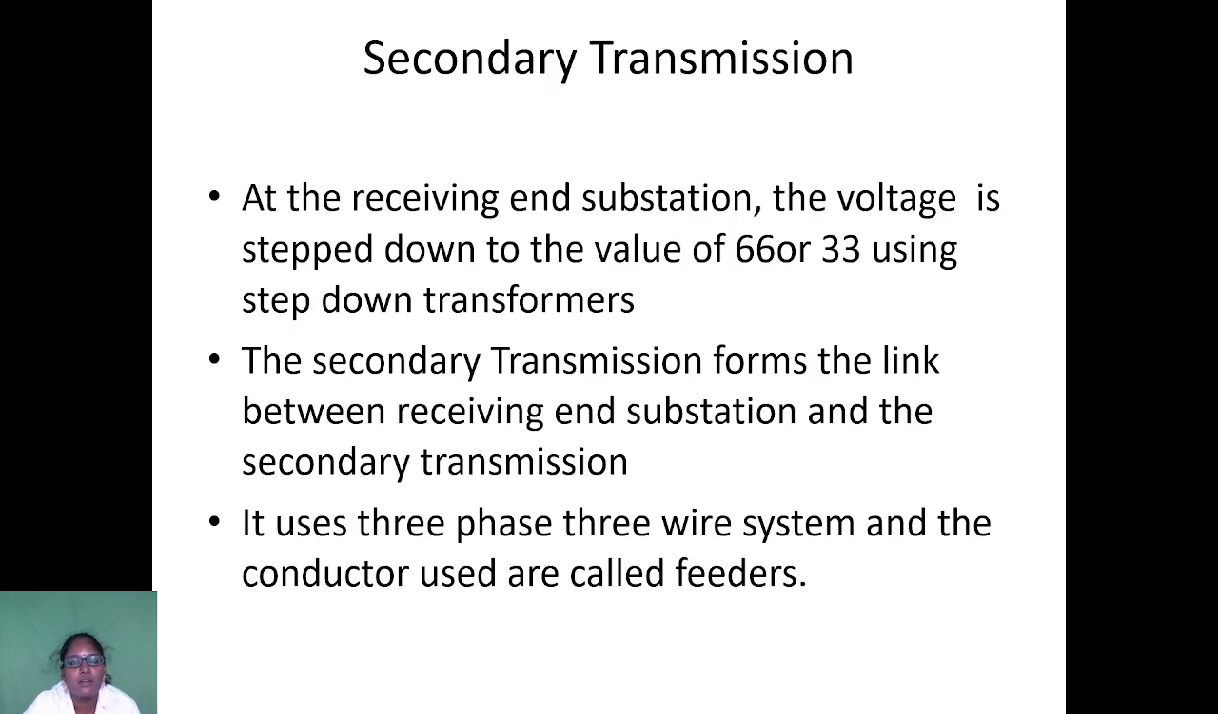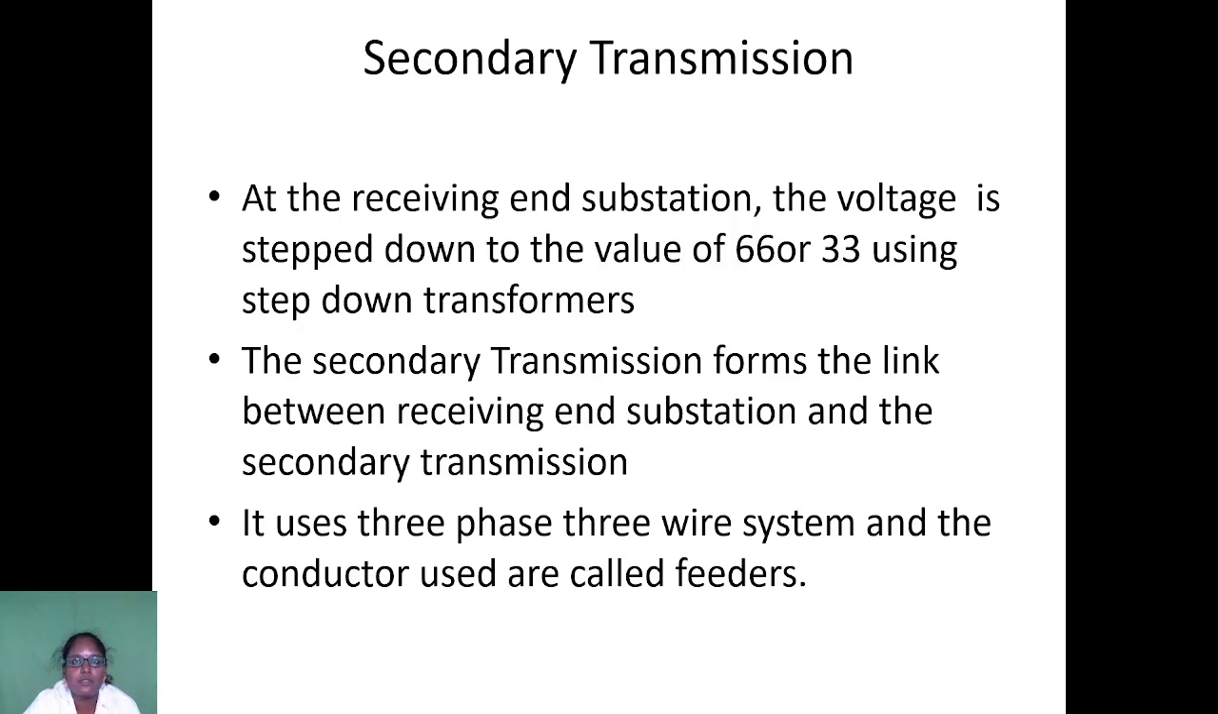So the secondary transmission is the link between the receiving substation and the distribution side, the primary distribution. In secondary transmission, we are using the three-phase three-wire system, and the conductors used in this secondary transmission power system we call feeders. So these are the two stages involved in transmission, primary and secondary transmission. In primary transmission alone we are using the step-up transformer, and in secondary transmission we are using the step-down transformer. So the second stage is completed.